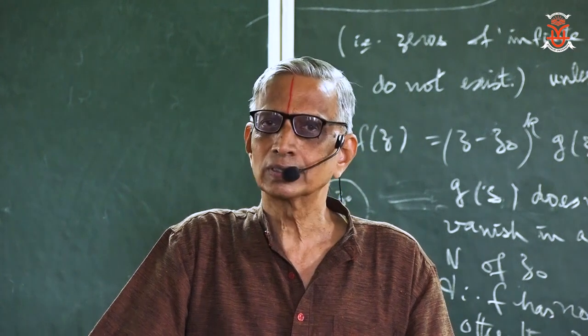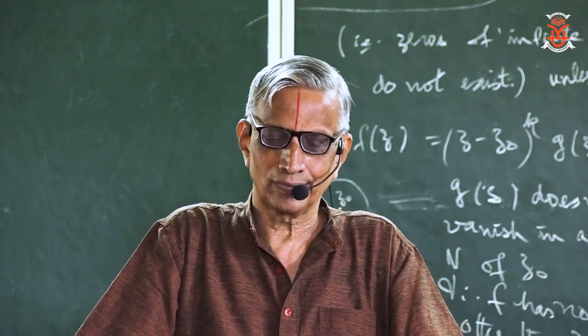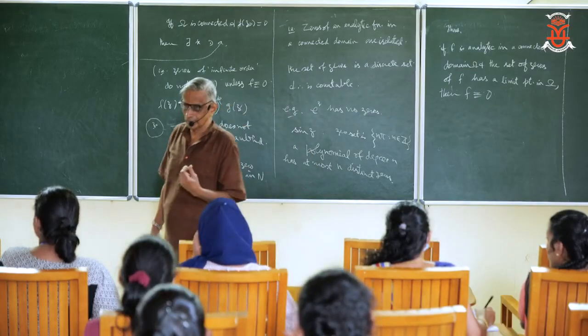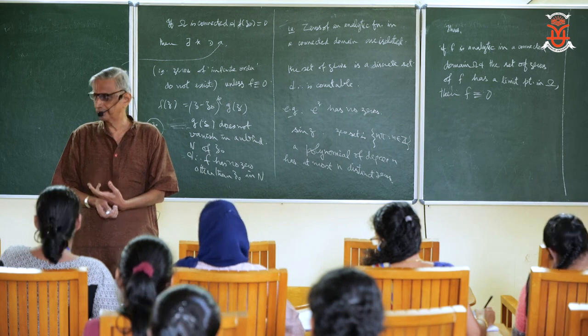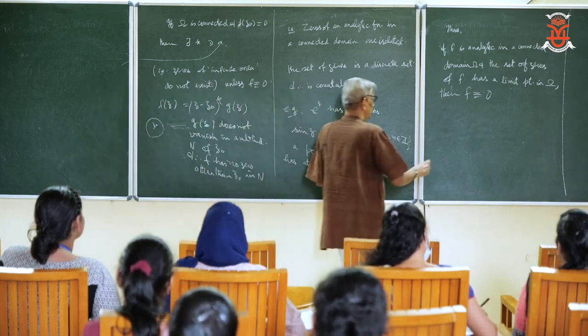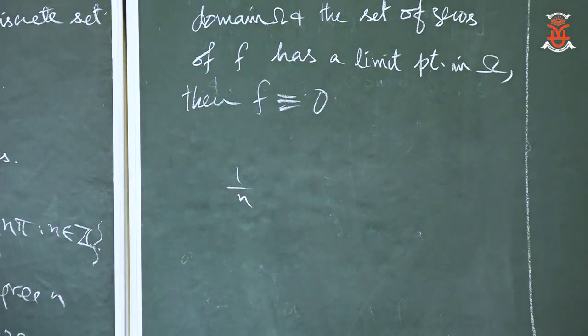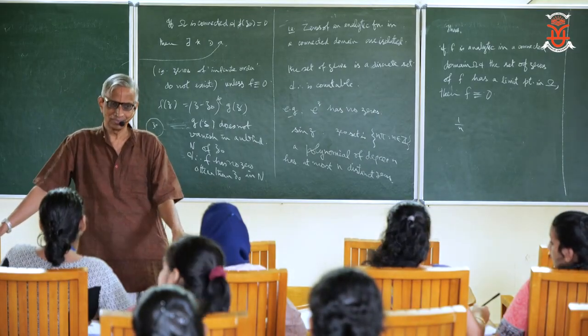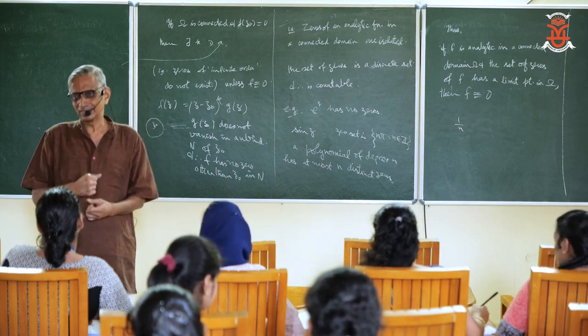Right? So this is absolutely an amazing thing. If you look at what happens in the real case. So for example, take the unit disk, or the whole plane. If you have an analytic function which has zeros at all points 1 by n, 1, 1 by 2, 1 by 3, 1 by 4, etc., then the conclusion is that the function is identically zero. Right? If an analytic function on the plane vanishes at all 1 by n, then it has to be the zero function. Right? This is astonishing. So there's a rigid structure of analyticity.